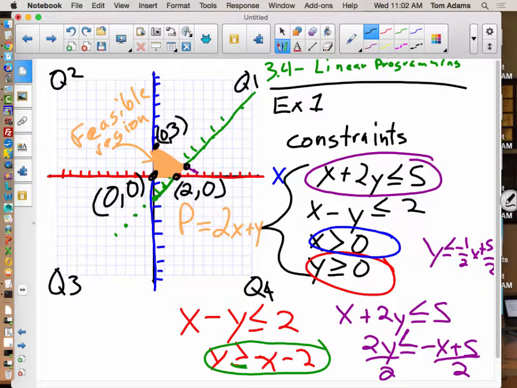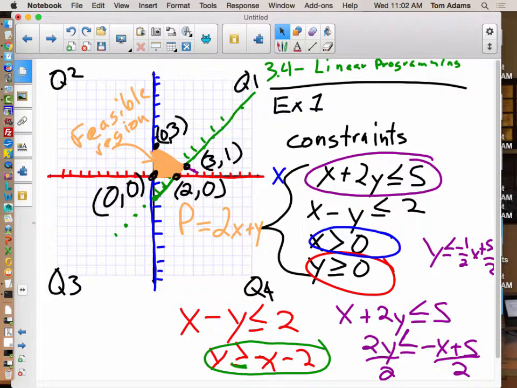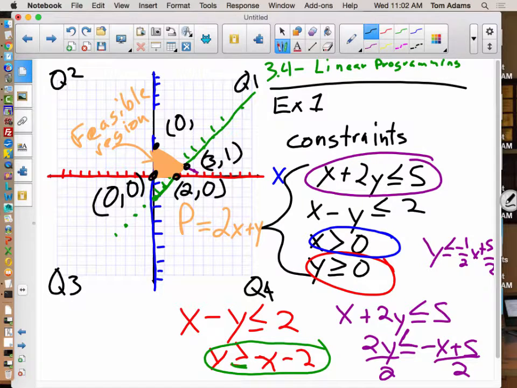Wait, I've got 0, 0. It's 3, 1. So this is 3, 1. Actually, why do I have that going to 3? It's 2.5, not 3. So this one right here is 0, comma 2.5, I believe. I knew that was a little weird. All right, do I have them all now?